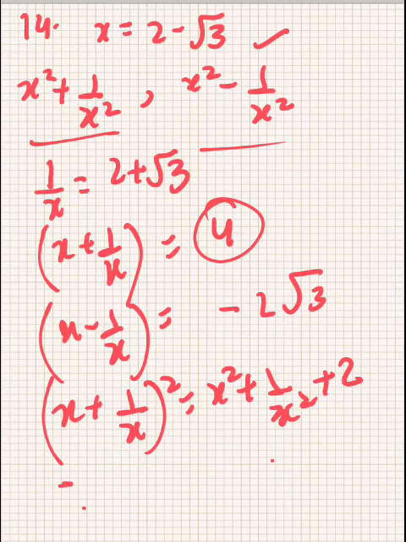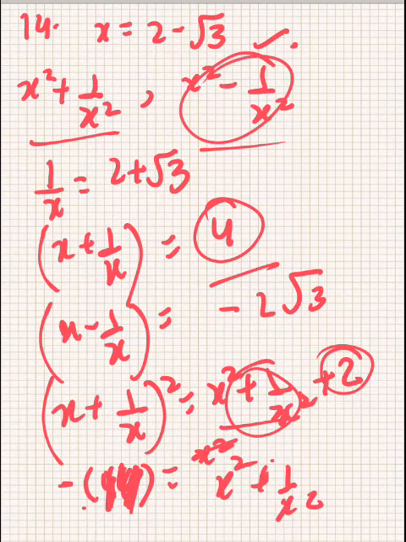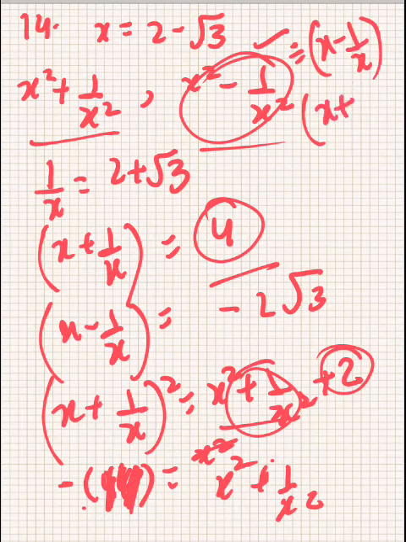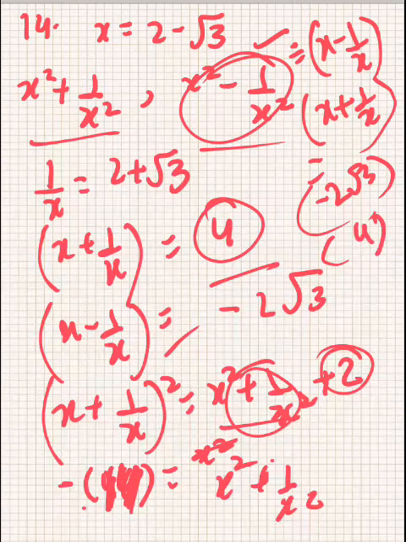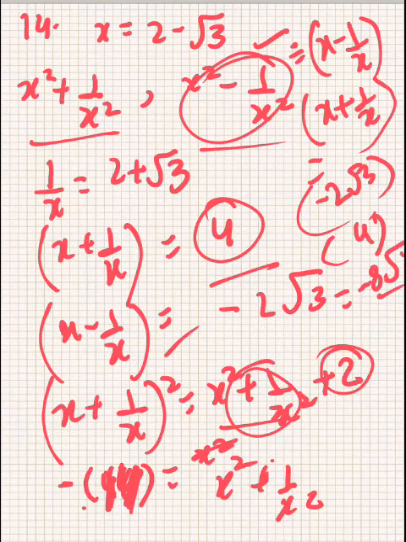After that I have to find the value of x square minus 1 by x square. It is equal to (x minus 1 by x) and (x plus 1 by x). This we clearly know. x minus 1 by x is minus 2 root 3 and we have to multiply it by x plus 1 by x, which is 4. So when we multiply it, it will be equal to minus 8 root 3. So these are the answers for question number 14.